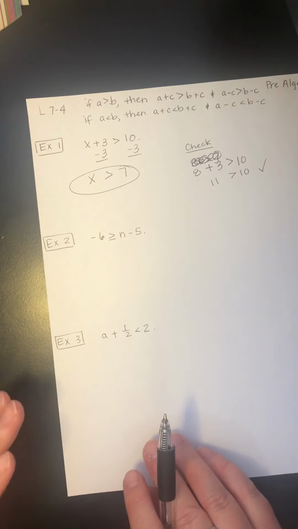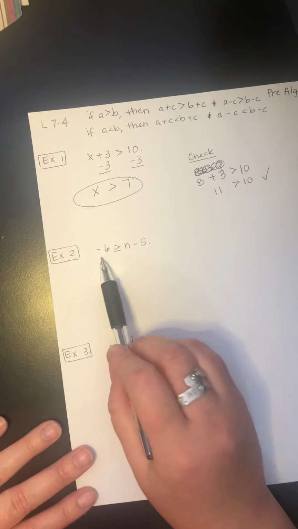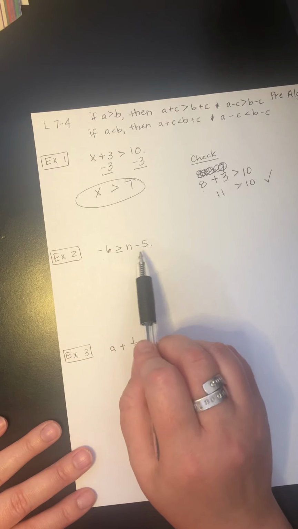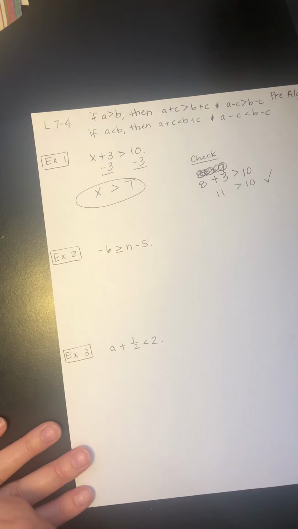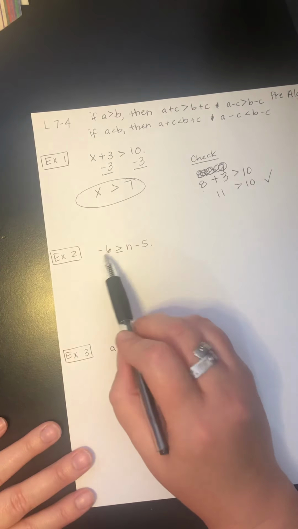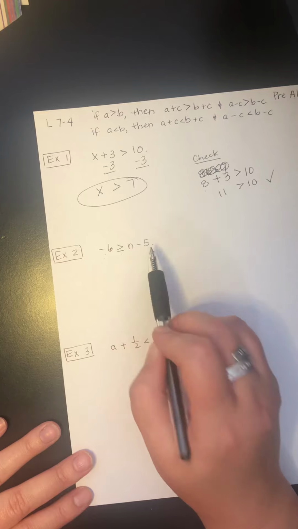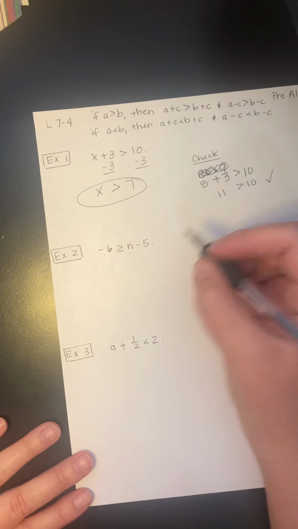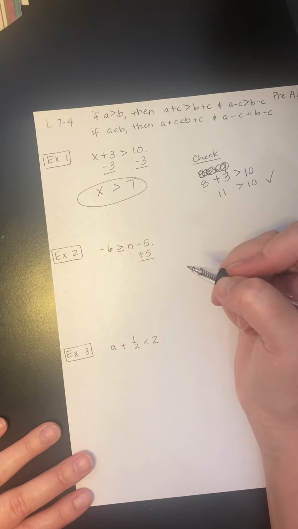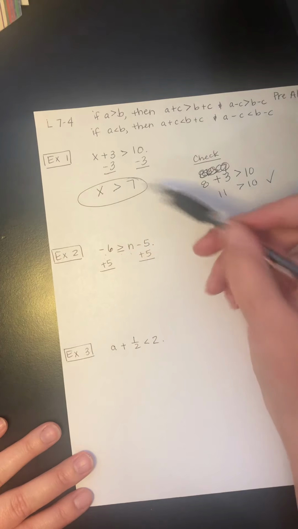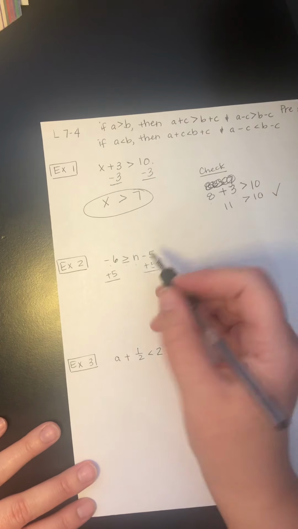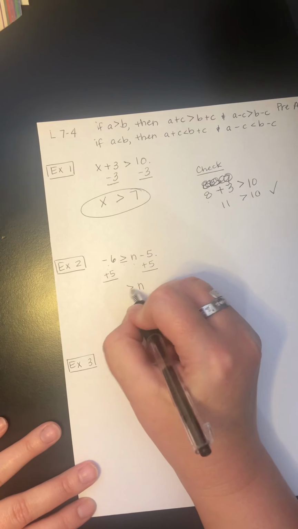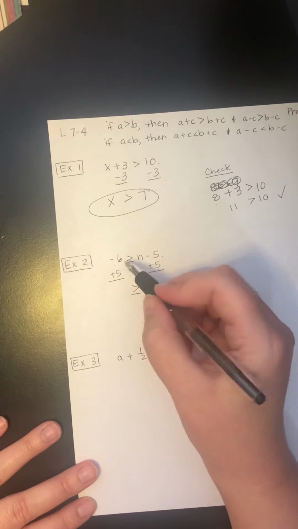Next, solving an inequality using addition. We have negative 6 is greater than or equal to n minus 5. To solve this, you just need to get n all by itself. So we're going to add 5 to both sides. Up here we subtracted. This time we're adding. Over on the right side, it just adds up to 0, and we have n. Then we have our inequality. Negative 6 plus 5 is negative 1.